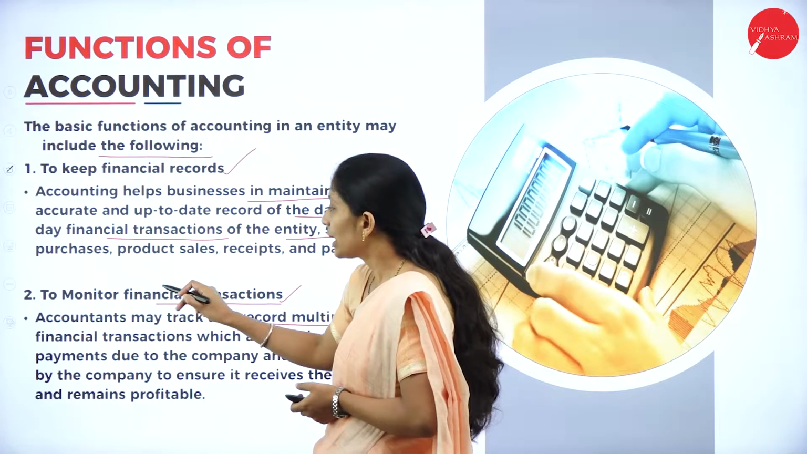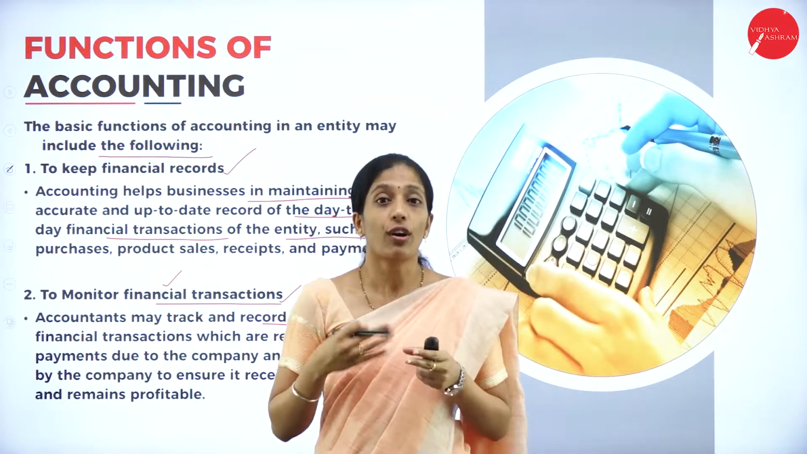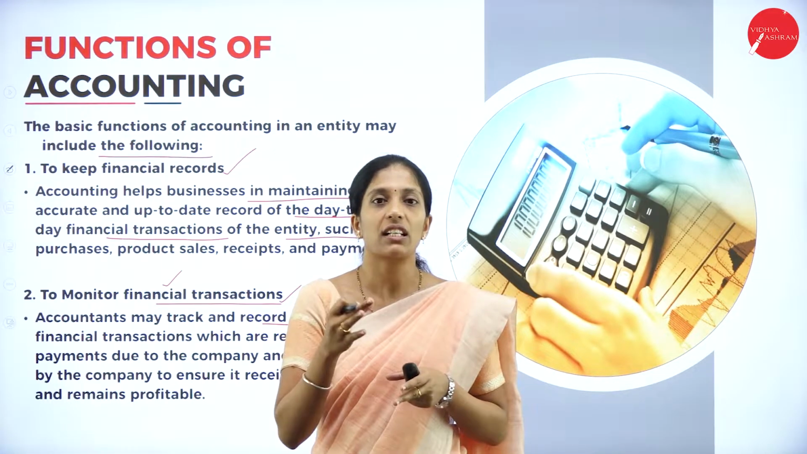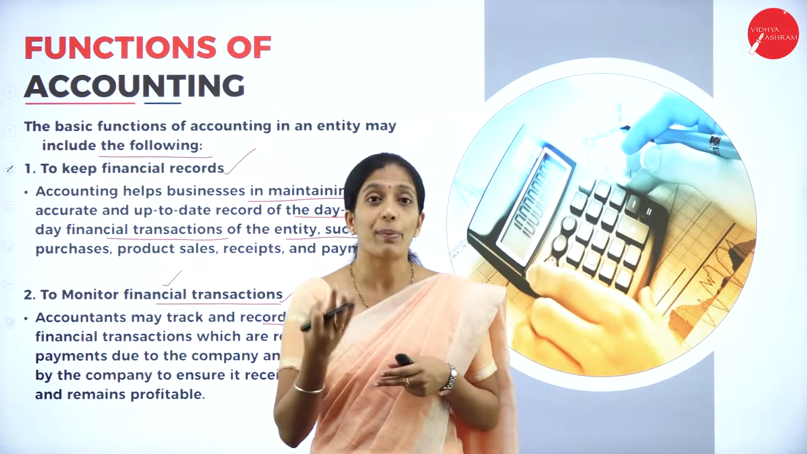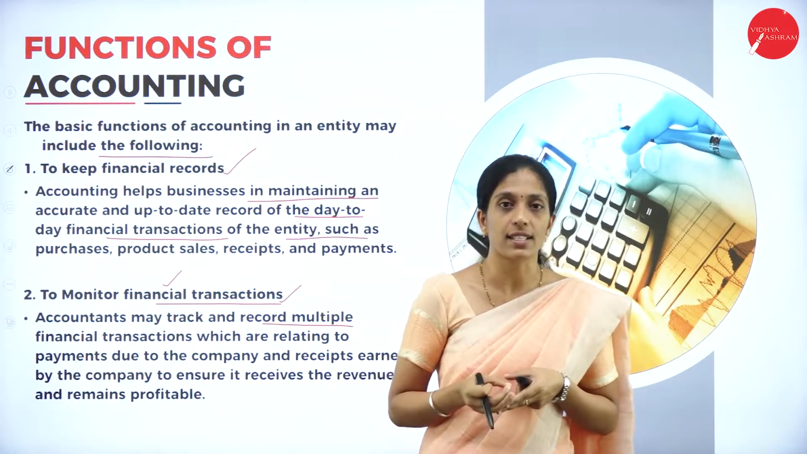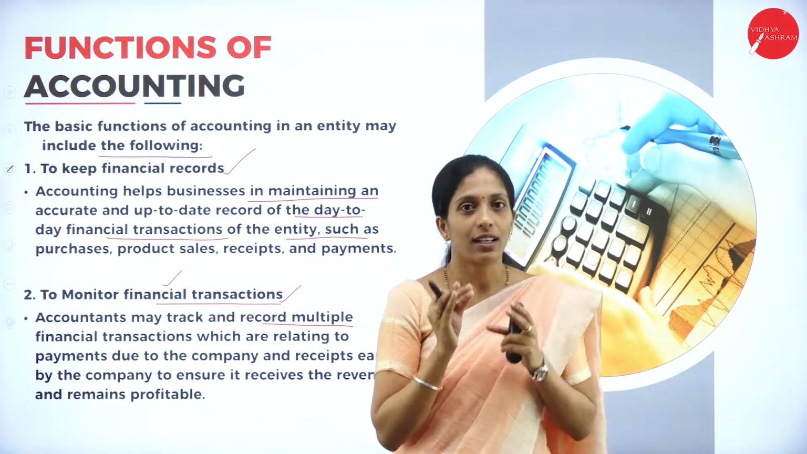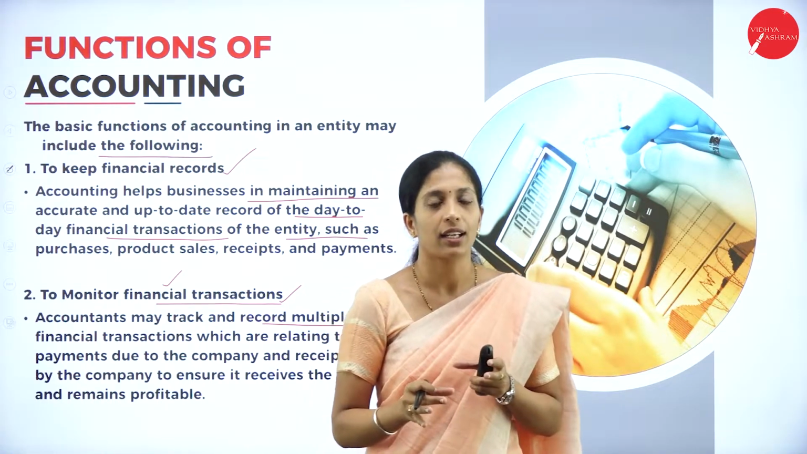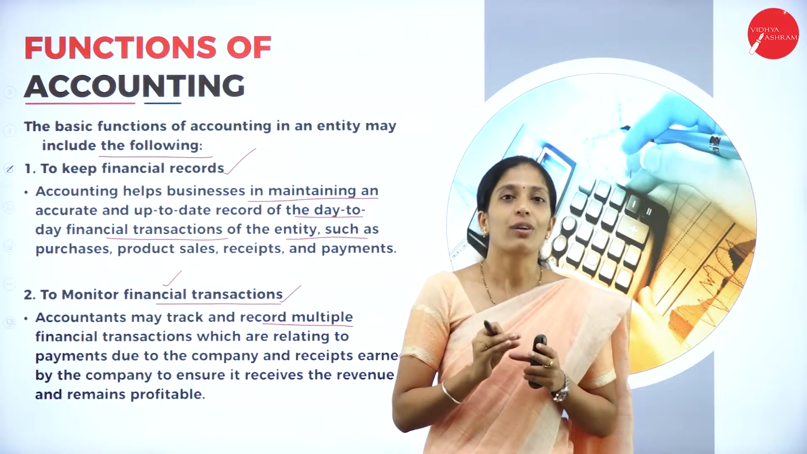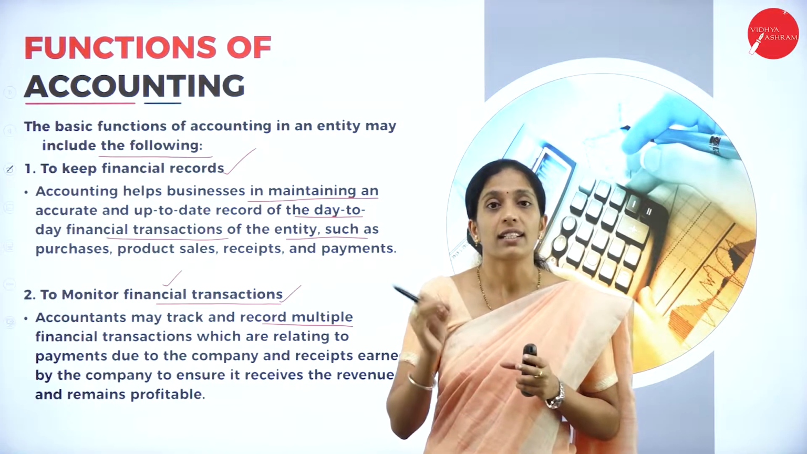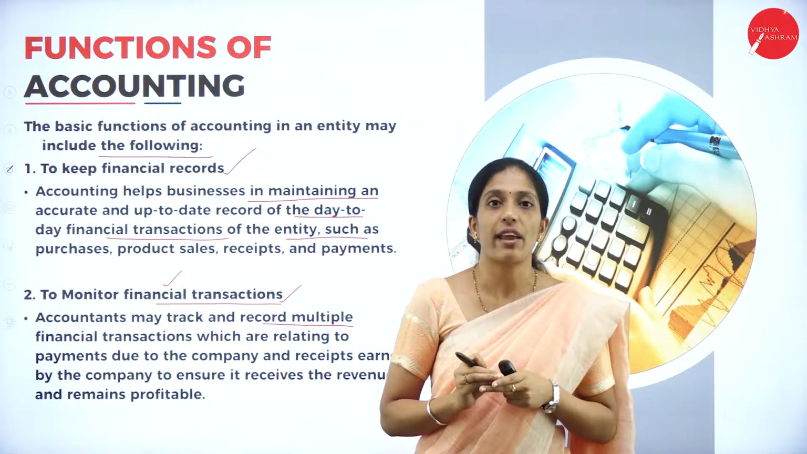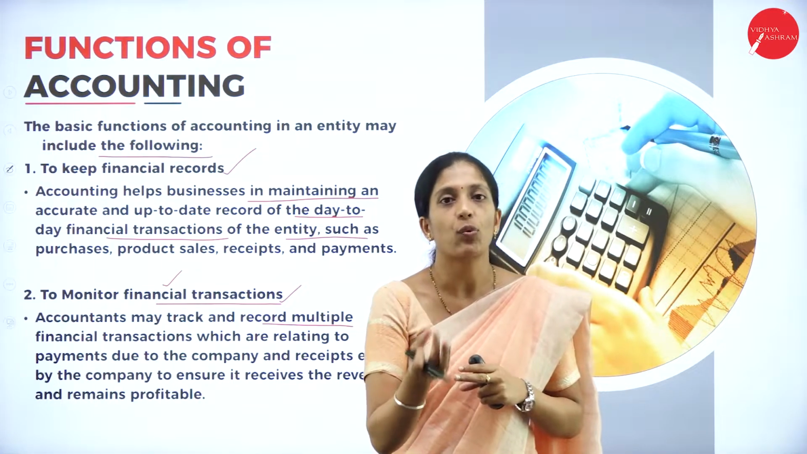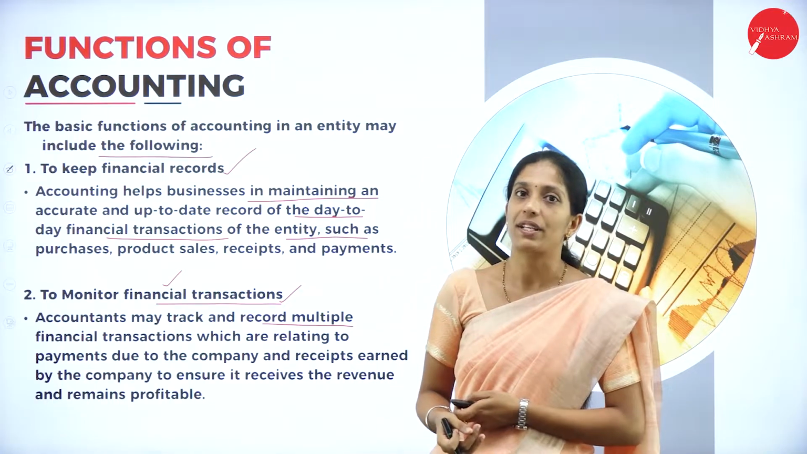So, in order to monitor the financial transactions, in a particular day, whatever transactions have taken place, what payments they have made, how much they have received. Like this, the transactions relating to money will have a proper track. Here the accountant can maintain a proper track. If he records each and every transaction daily, he will come to know what the actual payment and what the actual receipts are in a particular day.